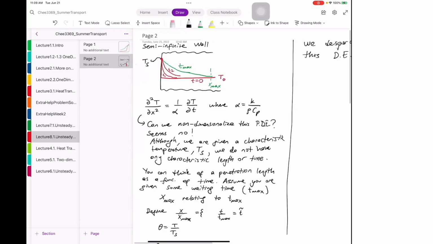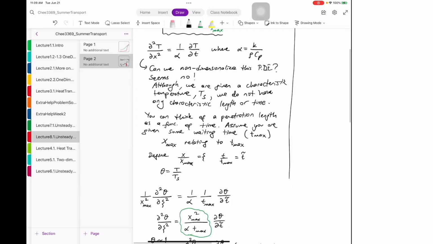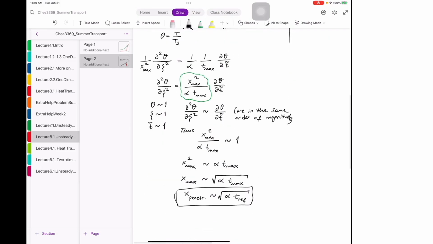This also taught us the fact that, unlike the previous problems, in which there is a natural length scale, in this case the length scale itself depends on time. It's changing with time, meaning that as time increases, the length up to which there is a temperature disturbance increases, and it's related to the time with this relation.